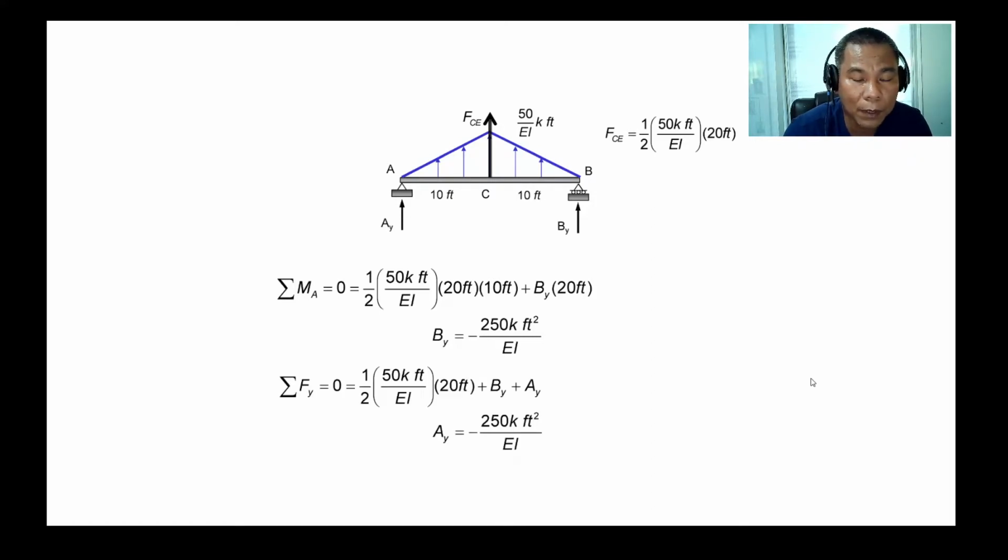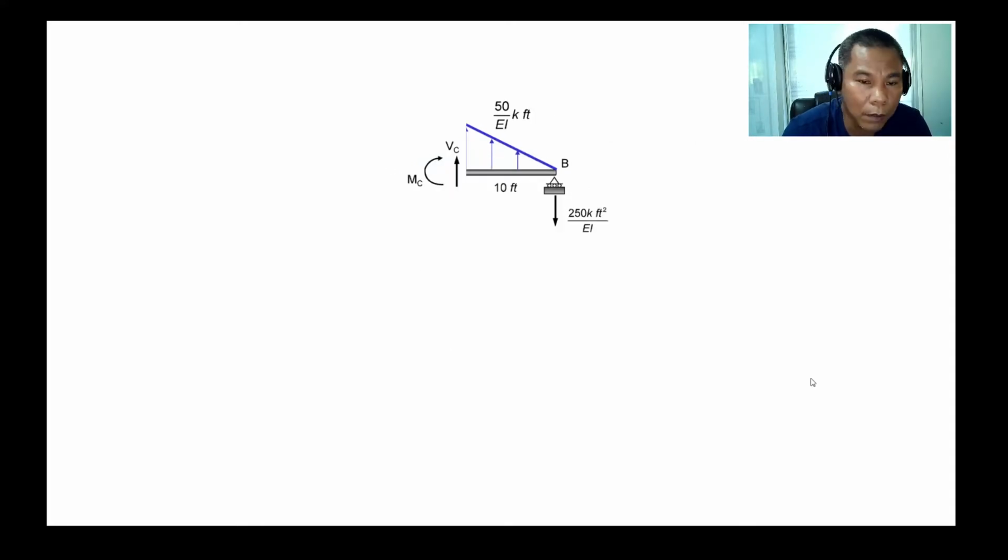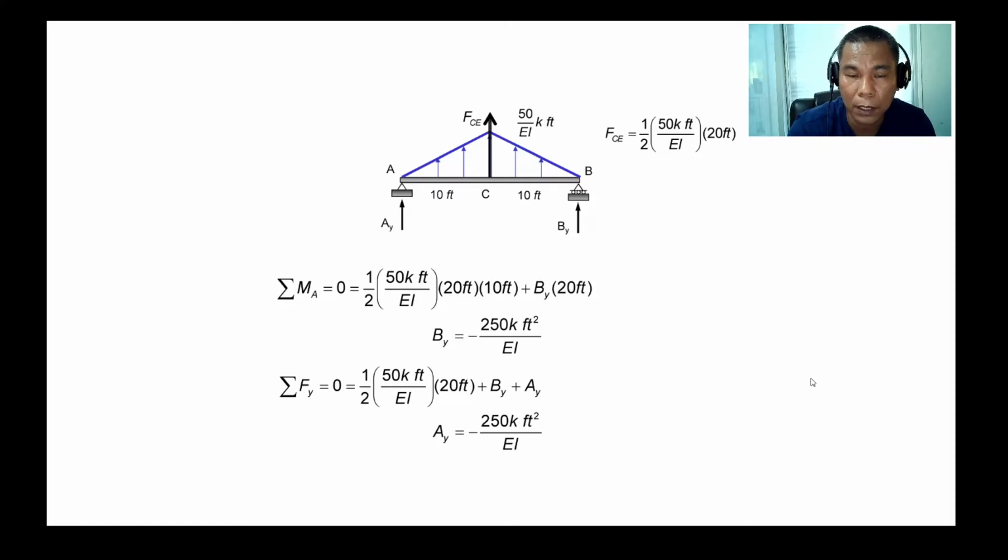If you sum up the forces vertical, summation of forces Y is equal to 0. So we have FCE plus BY plus EY. So EY is the same, that is minus 250 kip-ft squared over EI. So now we want to cut the section C or the point C because we want to determine the deflection and slope at point C.